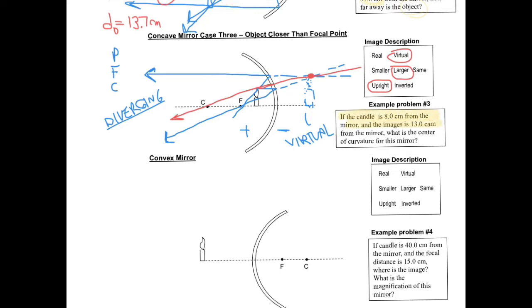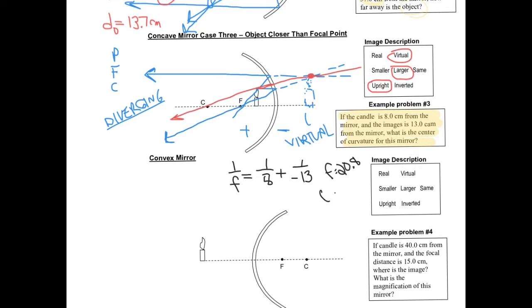So if the candle is 8 centimeters, that's the object distance from the mirror, and the image is 13 centimeters from the mirror, what is the center of curvature? So we're going to use 1 over F equals 1 over di plus 1 over do. When we do 1 over the object distance, it's 1 over 8. And when we do 1 over the image distance, it's 1 over negative 13, because I'm using negative since the image is on the negative side of the mirror.